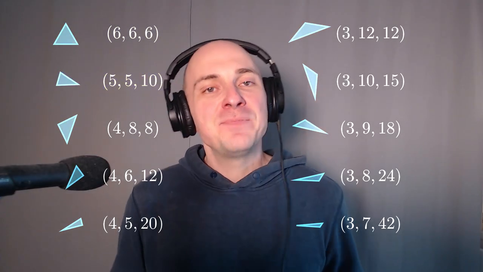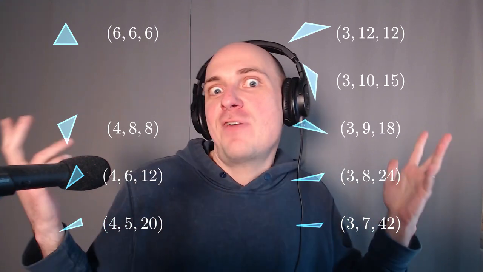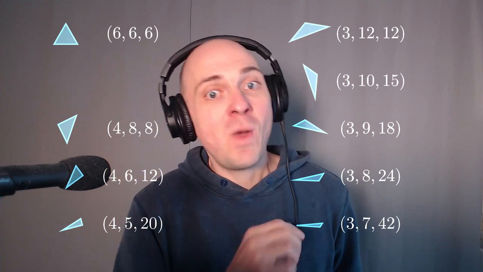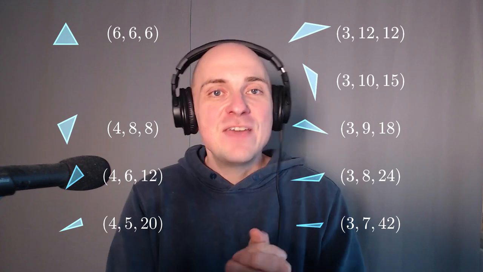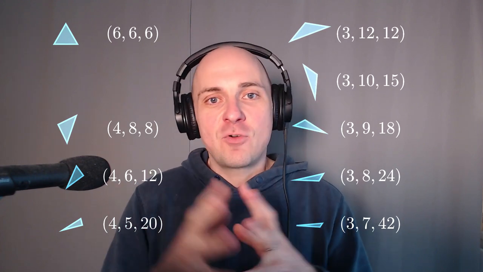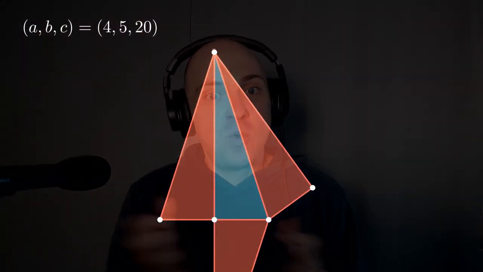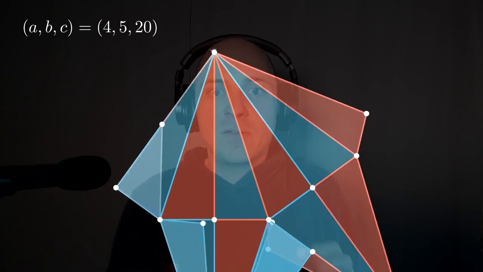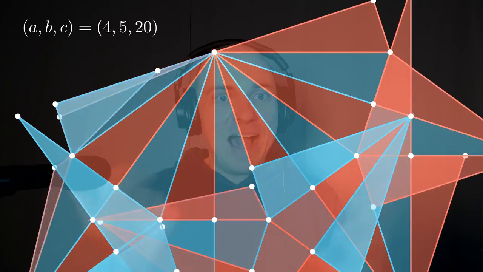What about 4 8 8? Well, we already saw 4 8 8 as well. That's just the right isosceles triangle, 45, 45, 90 triangle. So 4 8 8 works. What about 4 6 12? Does that one work? Well, 4 6 12, we already saw as well. 4 6 12, that's the 30, 60, 90 triangle. And 4 6 12 definitely is working. That one's fine. What about 4 5 20? Does 4 5 20 work? Well, here's the triangle corresponding to 4 5 20, and let's start unfolding it, and it is not working. So 4 5 20 is out, we'll remove it.